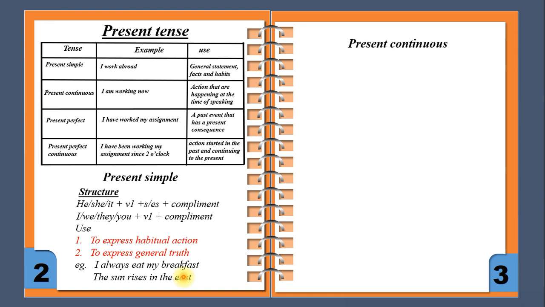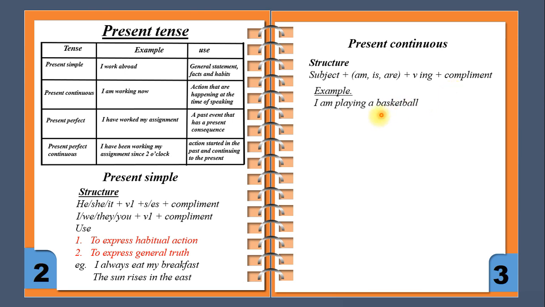Okay, next is the present continuous tense. The present continuous tense. A structure: subject plus verb to be, that is am, is, are, plus verb-ing plus the complement. Example, I am playing basketball. I is the subject, am is the verb to be, and playing is verb-ing, basketball is the complement or the object of the sentence.